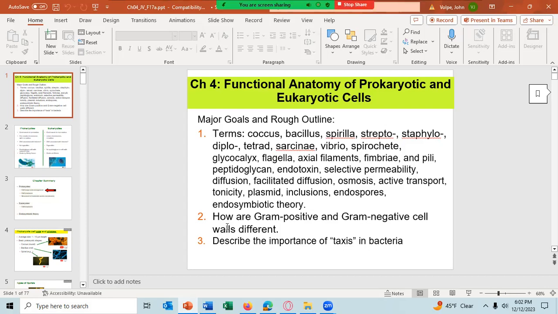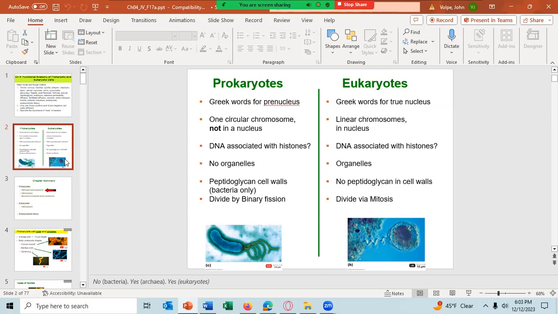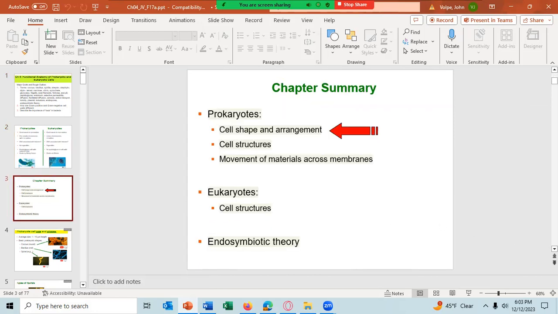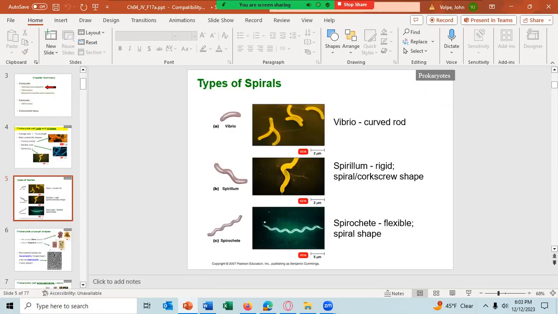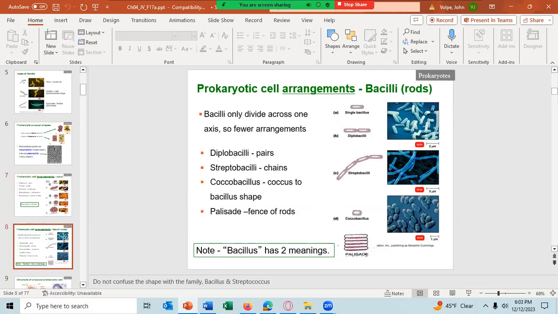You should know how gram-positive and gram-negative cell walls differ. There will probably be a question about that. And then describe the importance of taxus in the bacteria. So you should know the prokaryotes and eukaryotes are very different. So you should be able to say how they're different. I don't think I asked any question about the different shapes and sizes of cells, but you should know that.